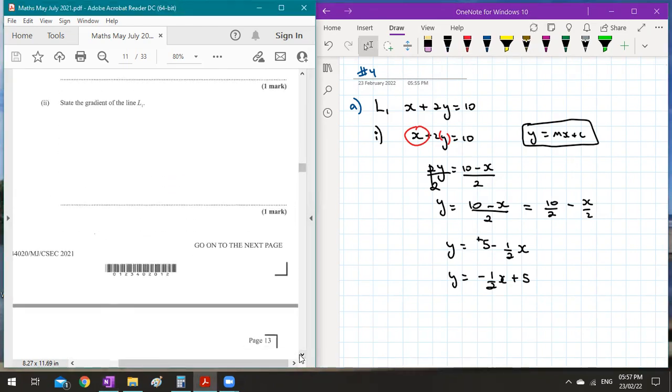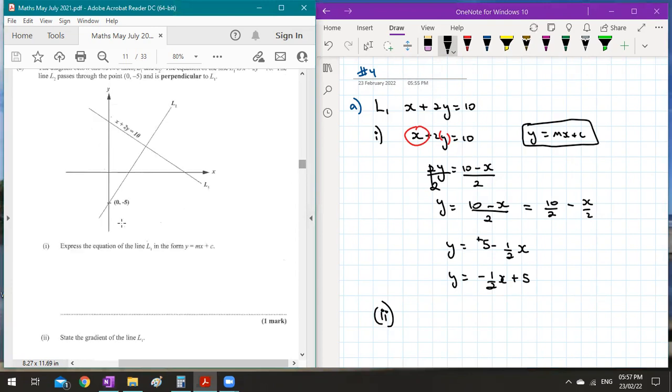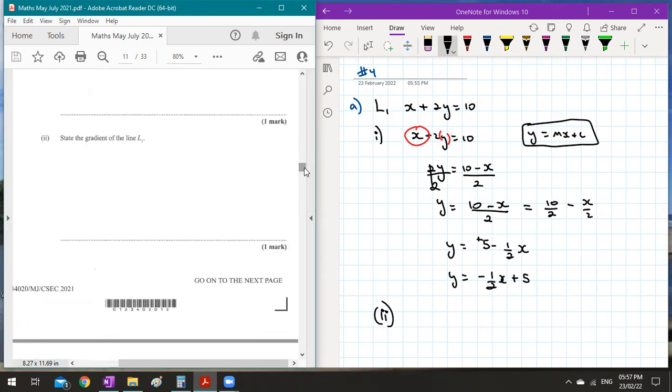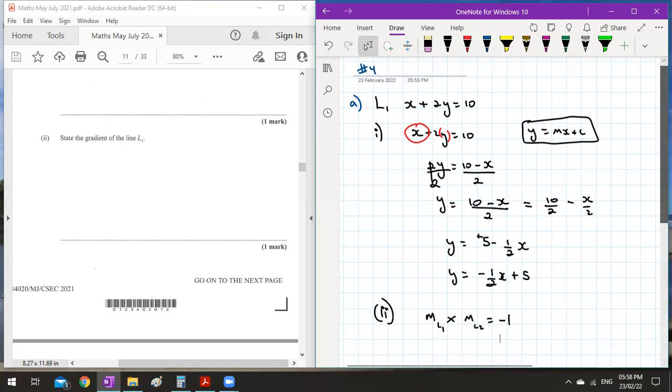State the gradient of line 2. So part 2, we want the gradient of line 2. Now, they said that line 2 is perpendicular to line 1. What does that mean? That means that the gradient of line 1 multiplied by the gradient of line 2 would give us -1. That's a note that you all should know.